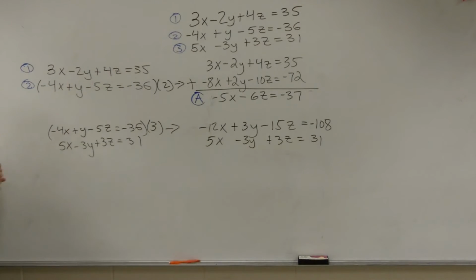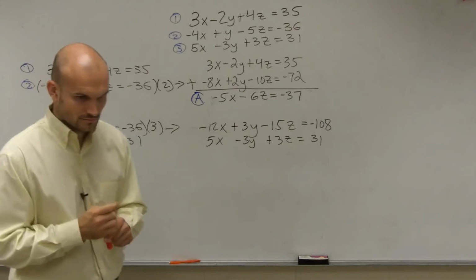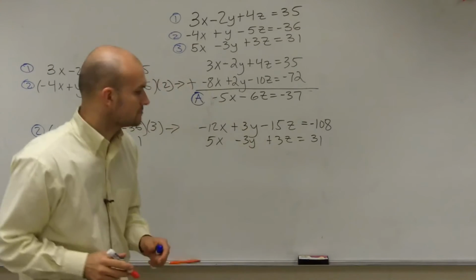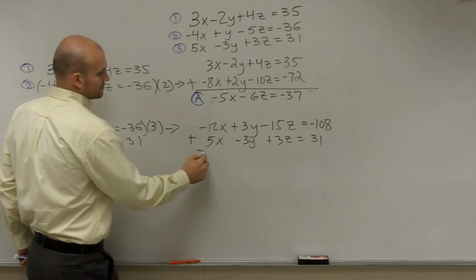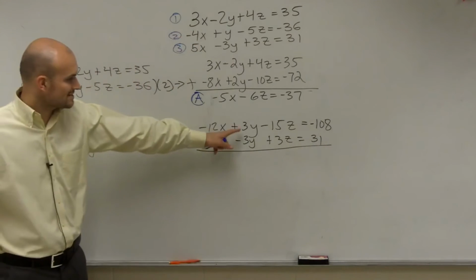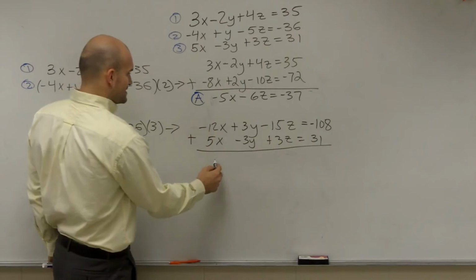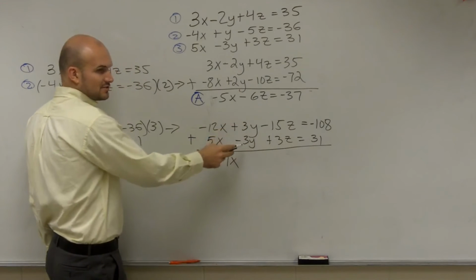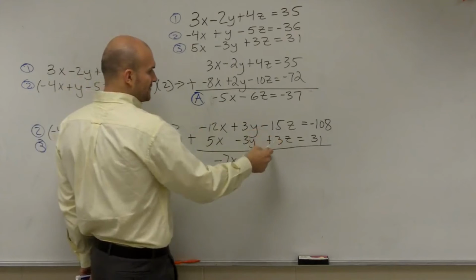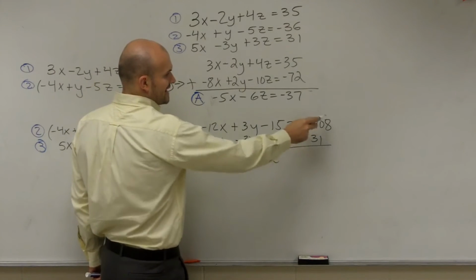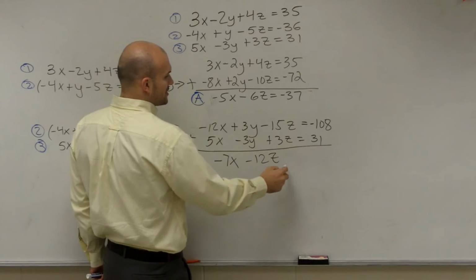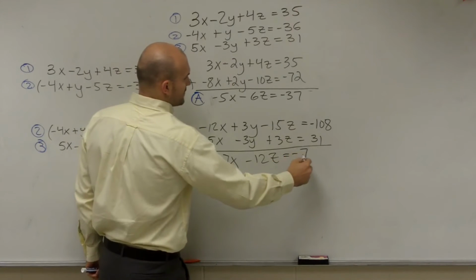OK. And I'm just going to go back and label these here. This was equation 2 again, and equation 3. OK, so now we add them up. So remember, we did that whole process so we could eliminate the y again. So what I get is a negative 7x. 3y minus 3y is 0y. And then negative 15z plus 12z is going to be negative 12z. And then negative 108 plus 31 is going to be negative 77.